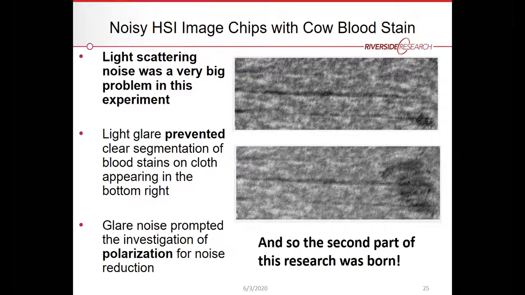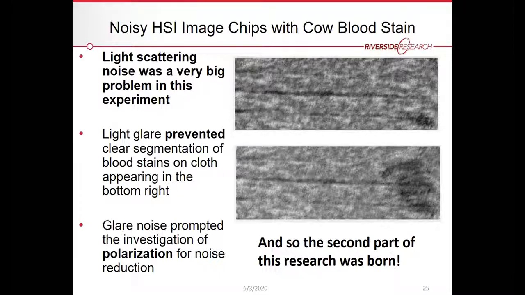So again, the second part of this research was born from the failure of the first. I want to make it clear that oftentimes science doesn't work. If you have an idea and the first time around it doesn't work out very well, you pick up the pieces, you think about what you did wrong, and you try to move forward, trying to salvage that which you had from the first.